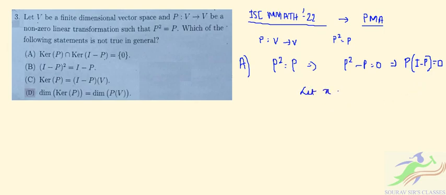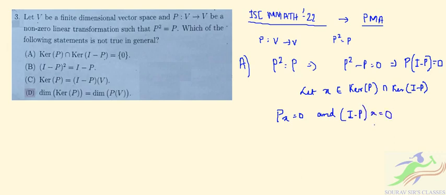So let X be an element of kernel of P intersection kernel of I minus P, and P of X equal to 0 and I minus P of X is equal to 0. So from here you can get I of X minus P of X equal to 0, which means that X equals P of X equals 0. So this is in the sense true, a correct option.